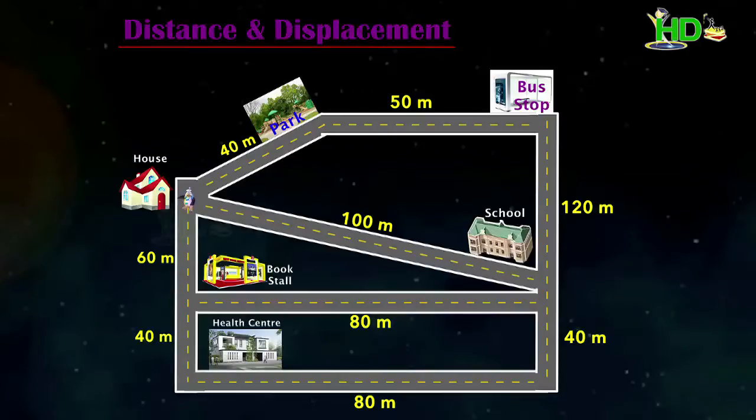Suppose you want to go to school through the bookstall, then how much length do you have to travel? 60 plus 80. But actually the school is at a distance of 100 meters from your house. Now the length of the path you have traveled is called distance. And the shortest distance between the initial and final position is called displacement.